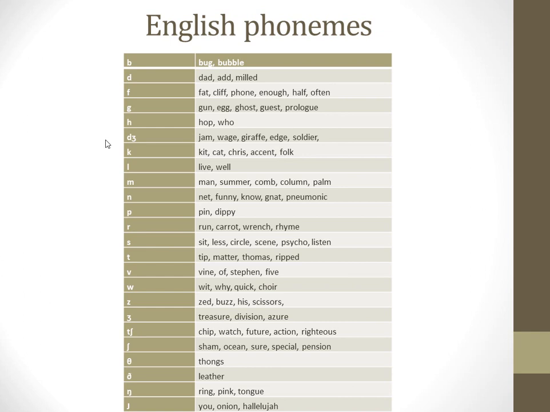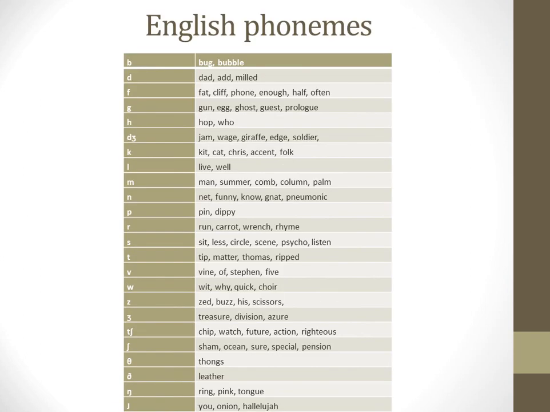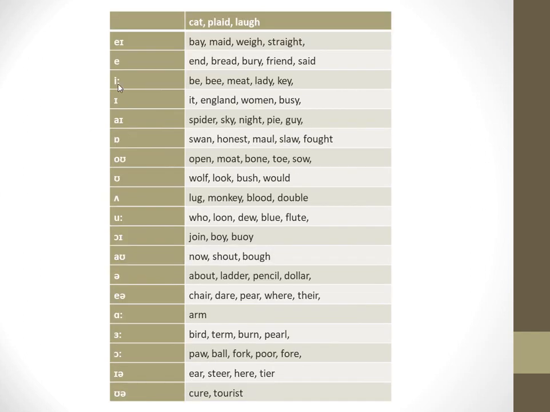And these are some examples of the phonemes within English. We have two groups of phonemes. We have the consonant phonemes and we have the vowel phonemes, or you can simply say we have consonant sounds and vowel sounds. So these are some examples of the English phonemes. We have the sound B as in "bug," D as in "dad," F as in "fat," and so forth. And these are some examples of the English vowels.